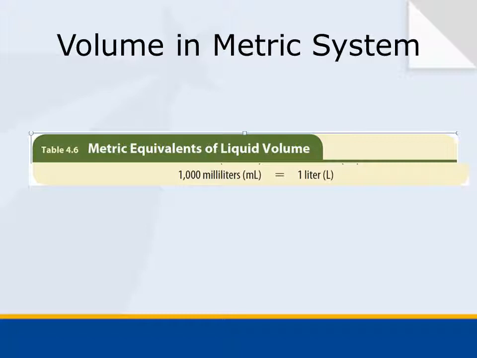For liquid volume, healthcare workers most often will be using milliliters and liters. Notice again that these units are related by a factor of 1,000. There are 1,000 milliliters in 1 liter.